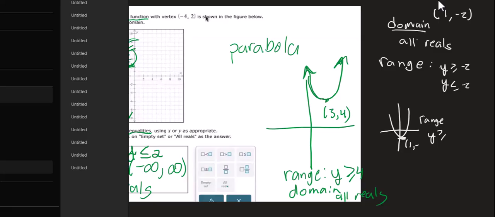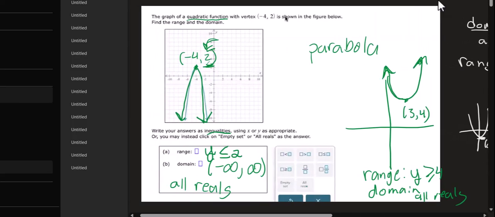Let's say that's (0, -1). y is greater than or equal to -1. And if it opens down, let's say this is the point (3, 6), it is y is less than or equal to 6. And that's if you are told to write it in inequality form. So here's inequalities right there.